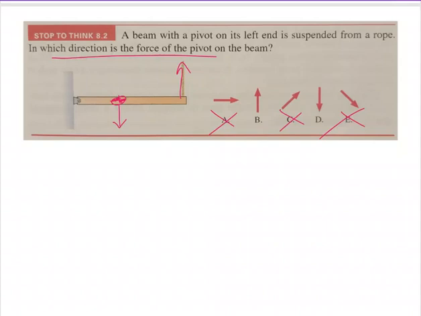Which one makes the most sense? B. So the rope and the pivot are supporting the weight of the beam. When you say it like that, that makes much more sense. The only question is, was there anything pushing the beam into the wall or pulling it away from the wall? And the answer is no. So we don't have any horizontal components here. So it's just strictly up or strictly down. So there you go. We're done.